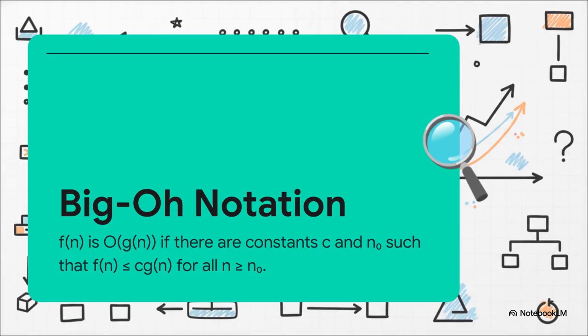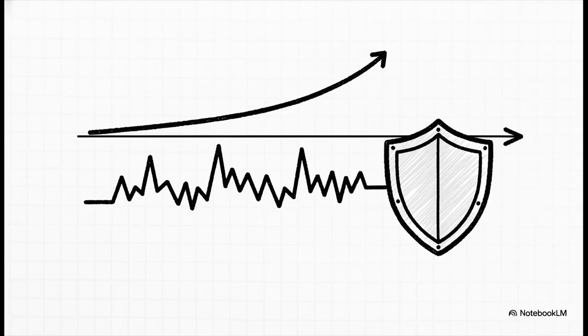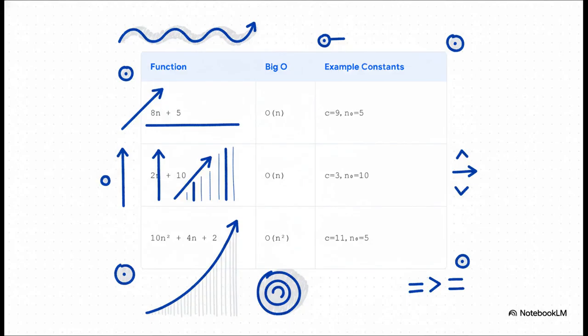We're saying our algorithm's runtime, which is f of n, will never ever grow faster than some simpler function g of n once our input n gets big enough. It establishes an upper bound. Let's just translate that into plain English. Big O gives you a guarantee. It's like saying, hey, no matter how huge your data gets, I promise you the runtime won't grow faster than this particular rate. It's our worst case scenario for growth.